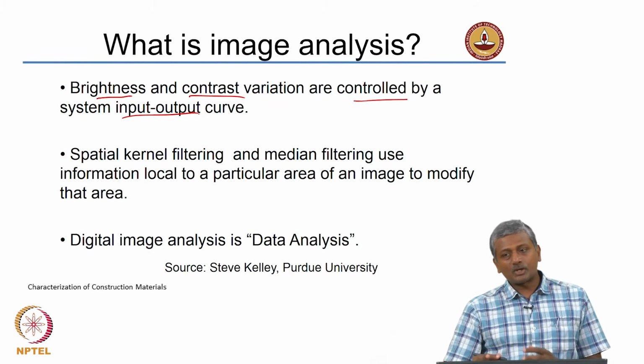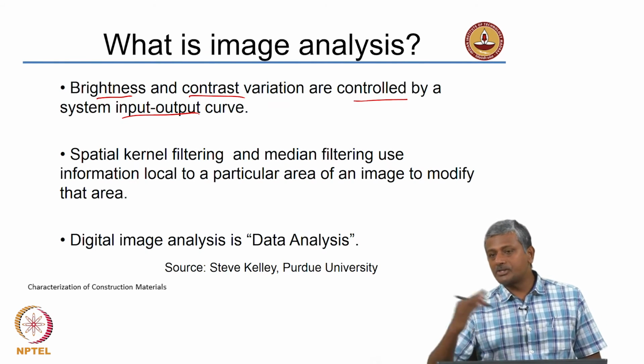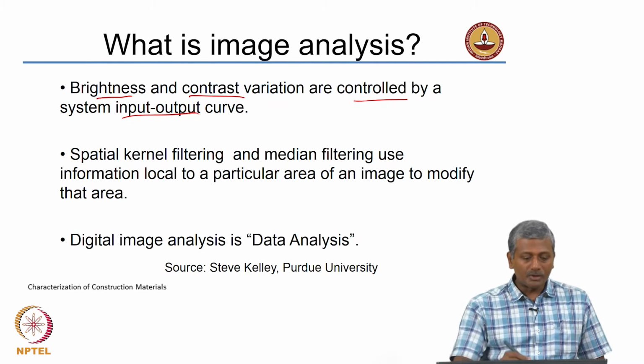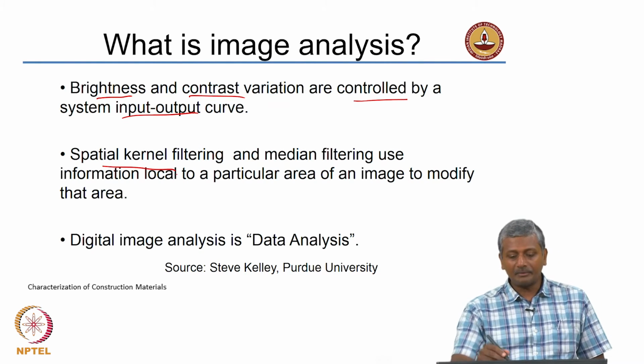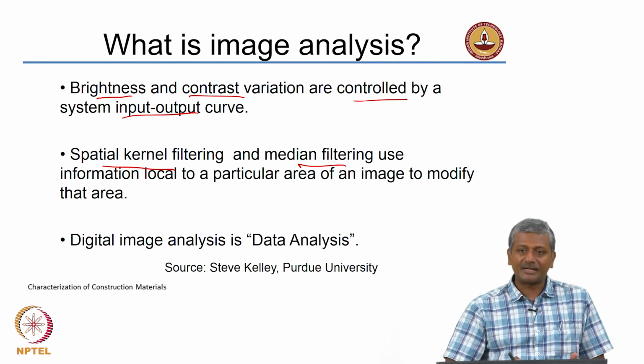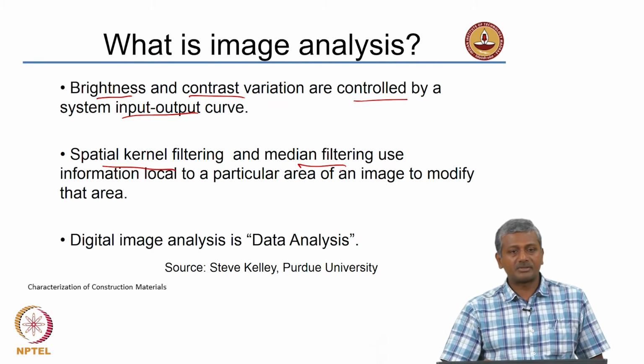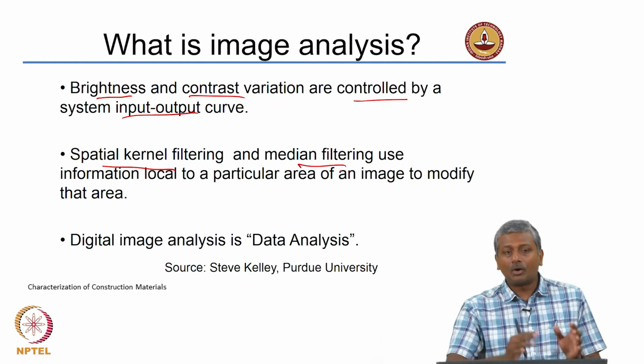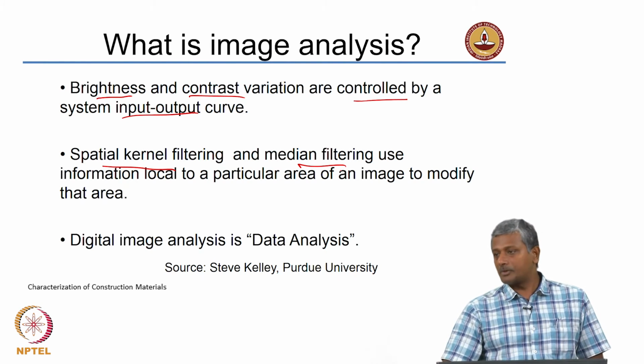To do more complex operations on the image, for example sharpening or smoothening, you do what is known as spatial kernel filtering and median filtering. I will show you how this is done. This is nothing but matrix operations that can help you enhance or suppress certain qualities of the image.